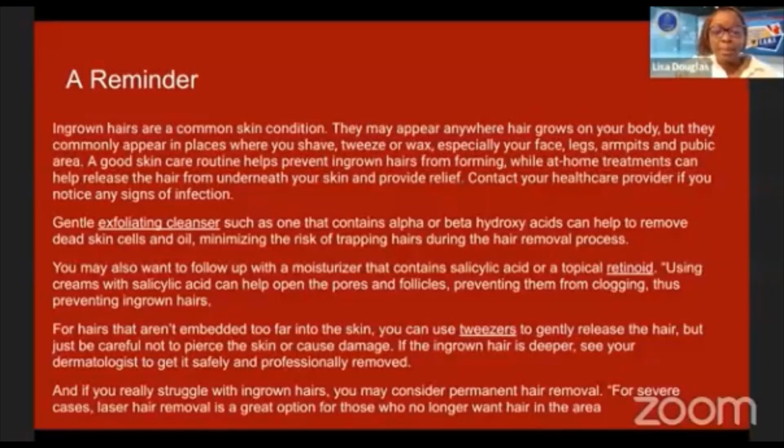For hairs that are embedded too far into the skin, you can use tweezers to gently release the hair, but just be careful not to pierce the skin or cause damage. If the ingrown hair is deeper, see your dermatologist to get it safely and professionally removed. And if you really struggle with ingrown hairs, you may consider permanent hair removal. For severe cases, laser hair removal is a great option for those who no longer want hair in that area.